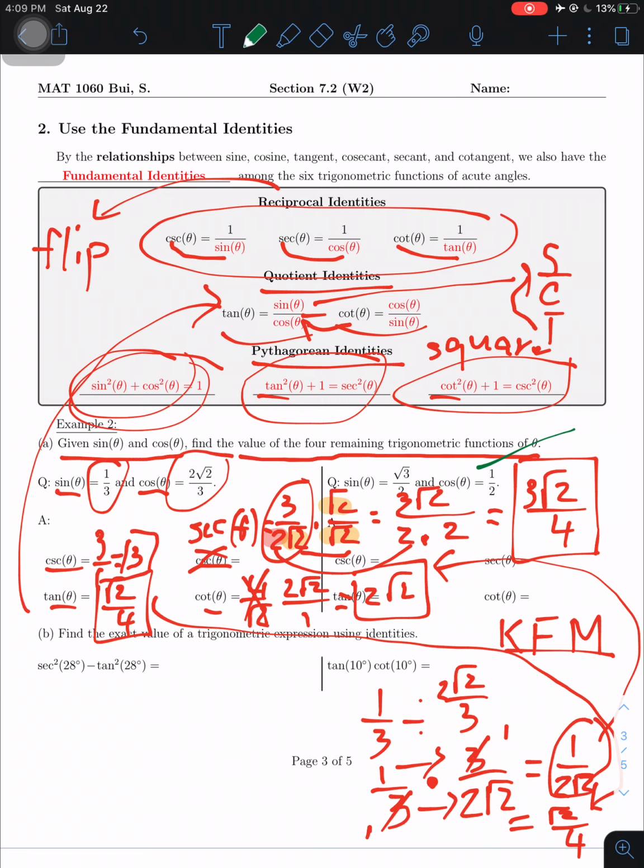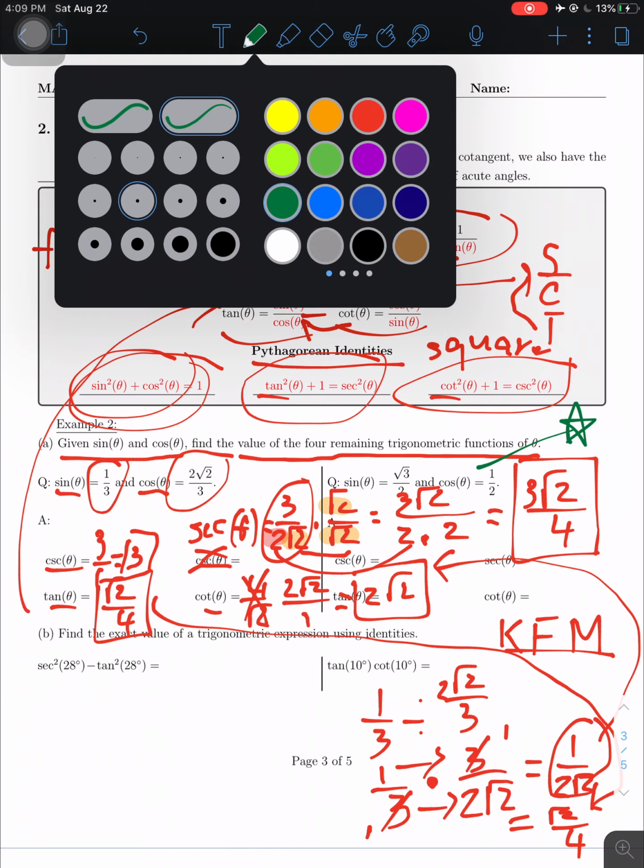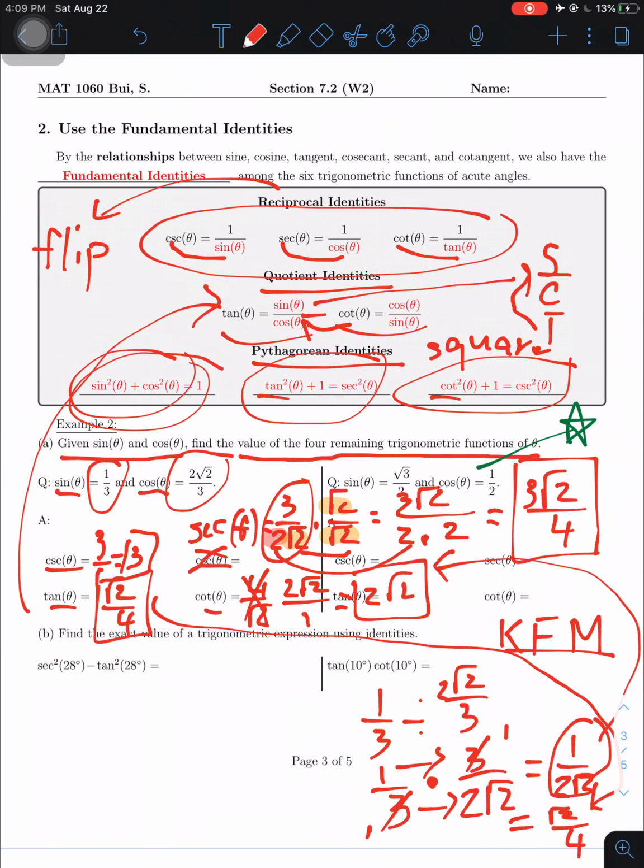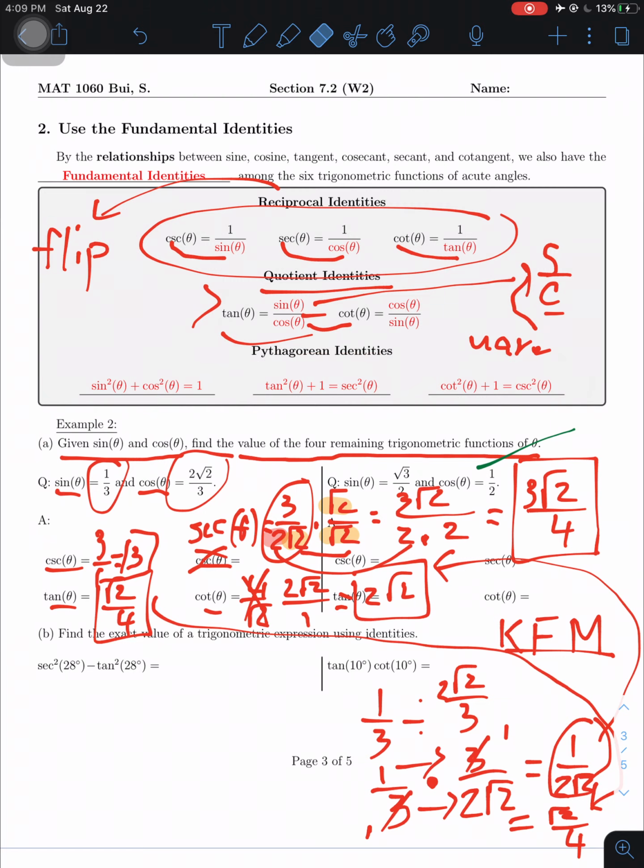Okay, and here's your turn. This example right here. Okay, part B. Find the exact value of the trigonometric expression using identities. Alright, so first of all, let me clear out some information in here.